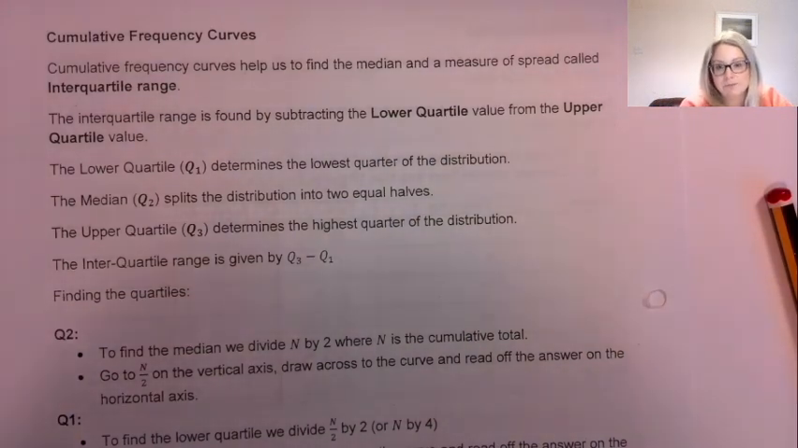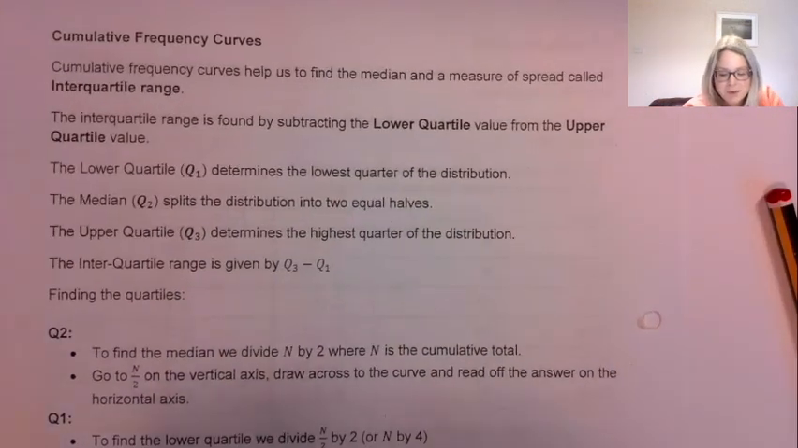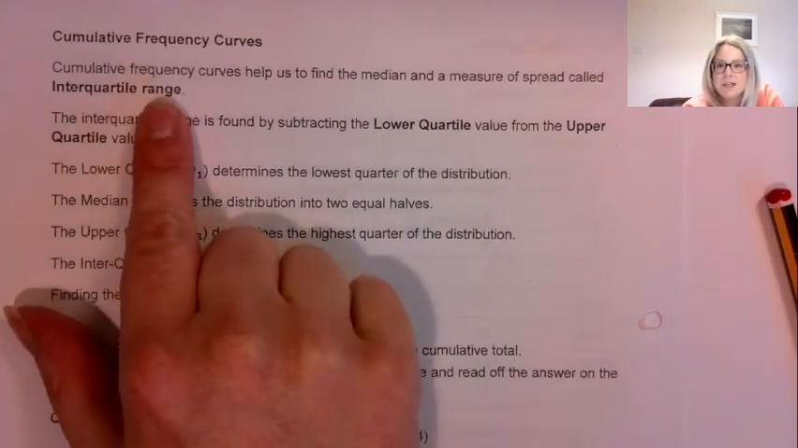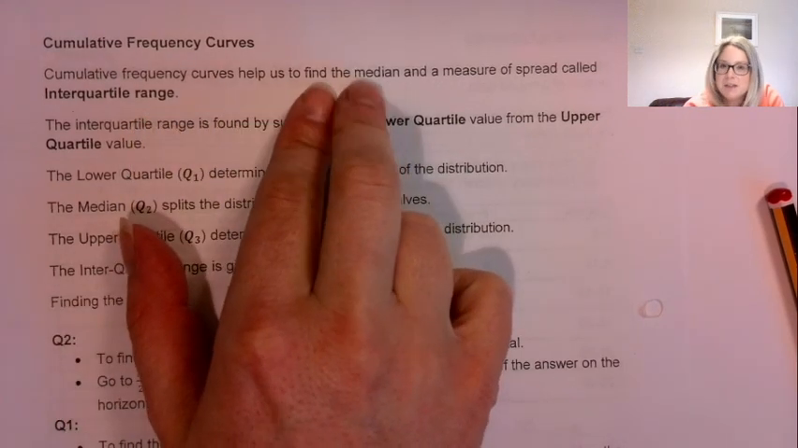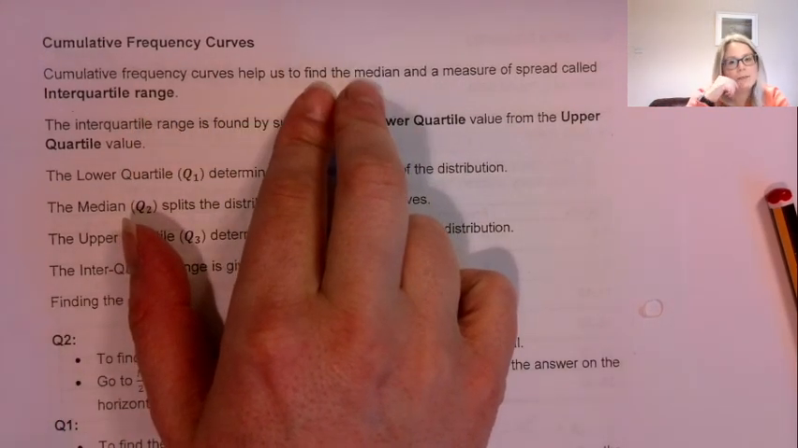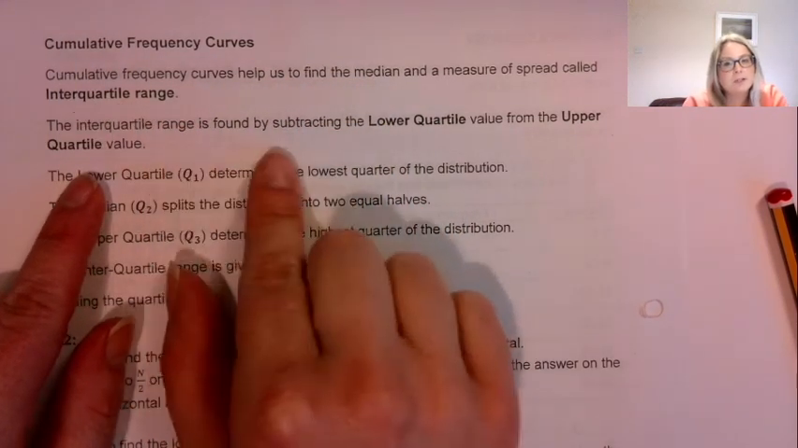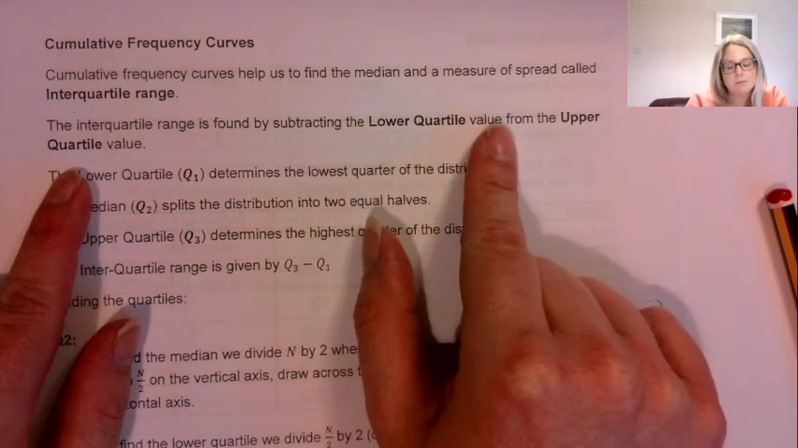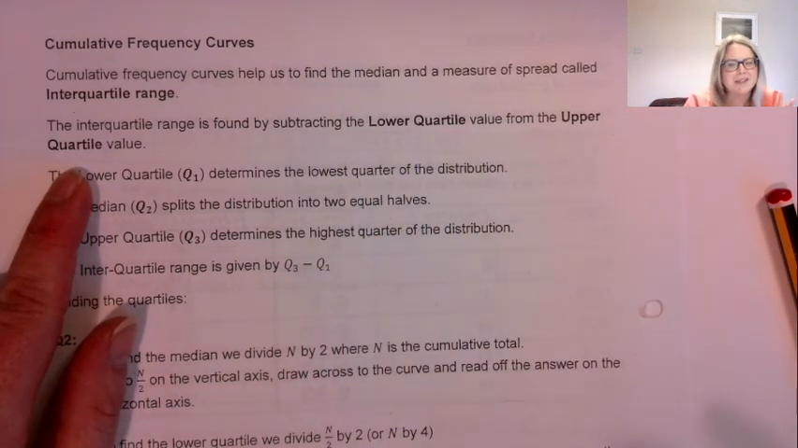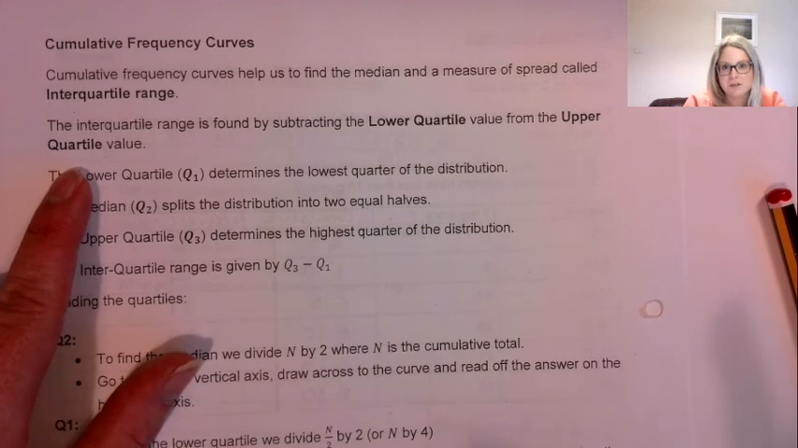Okay, I said I wasn't going to, but I'm going to read through these. So cumulative frequency curves help us to find the median. So do you remember finding the median whenever you list everything in order and it's just the middle? And a measure of spread called the interquartile range. So the interquartile range is found by subtracting the lower quartile value from the upper quartile value. This all sounds really fancy. I promise it's easier than it sounds, right?